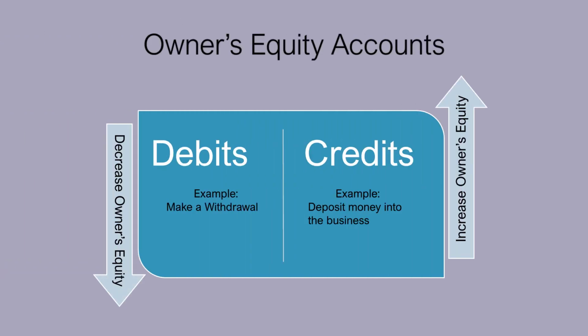The owner's equity account has a credit balance. A transaction involving owner's equity would be one where the owner puts money or something else valuable into a business, such as land. This would be a credit to the account. Making a withdrawal from the business would be a debit to the account.